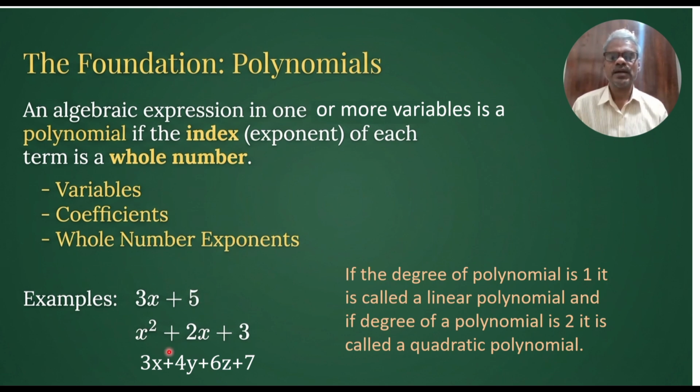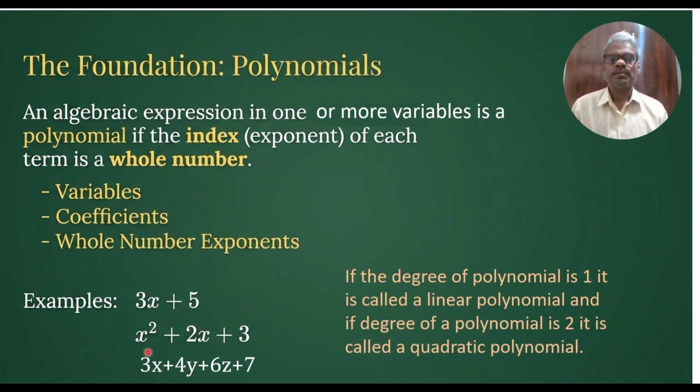Similarly, x squared plus 2x plus 3. Here the maximum power is 2. So x squared plus 2x plus 3 is a polynomial. Similarly, 3x plus 4y plus 6z plus 7 is also a polynomial. If the degree of a polynomial is 1, it is called a linear polynomial. And if the degree of a polynomial is 2, it is called a quadratic polynomial.